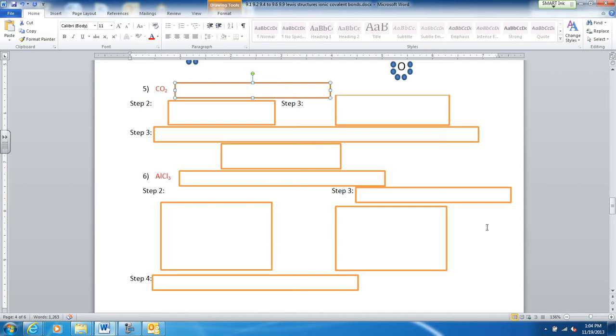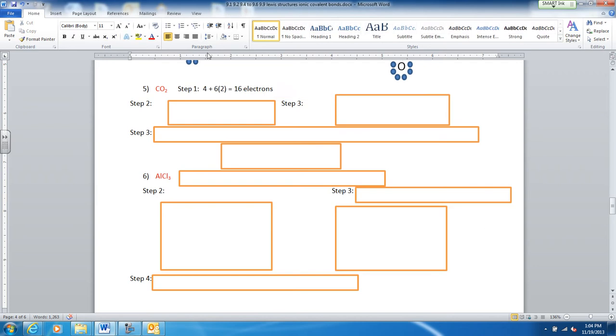Add up your valence electrons. Again, pause if you can do this on your own. C has 4, O has 6. 6 times 2 is 12, plus 4 from the carbon is 16.